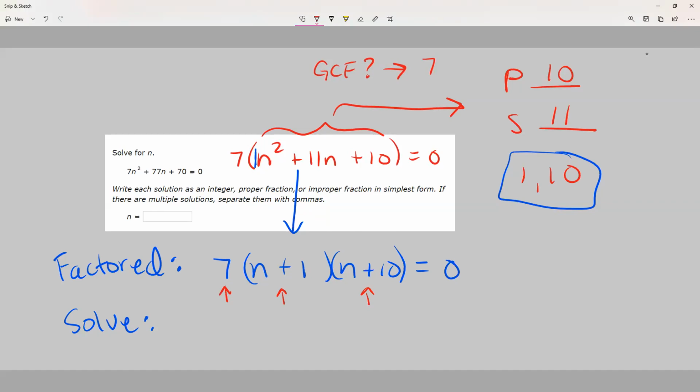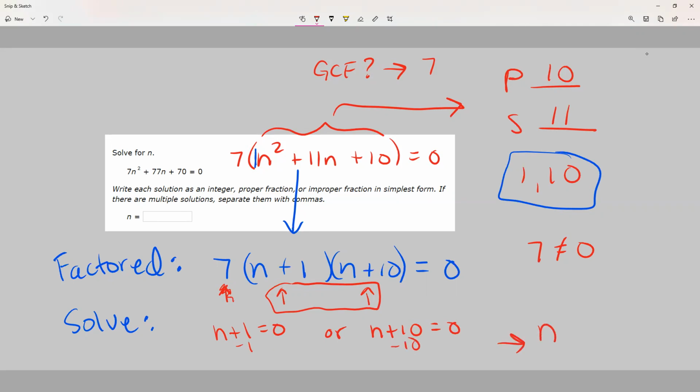So I guess you would say, you start and set each one equal to 0. Hopefully, though, you can tell this doesn't make sense, right? Because 7 is not 0. So it does mean that one of these two here has to be 0. So either n plus 1 equals 0 or n plus 10 equals 0. And so then I would subtract, and I'd end up with my answer as n equals -1 or n equals -10.